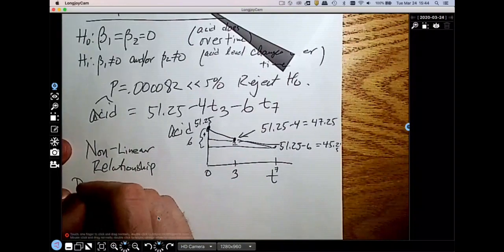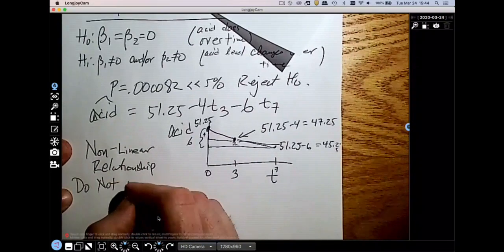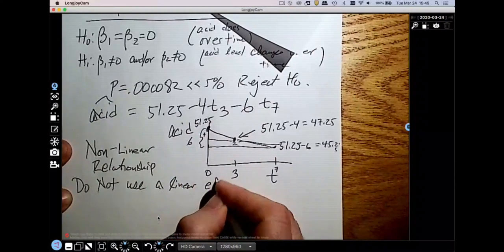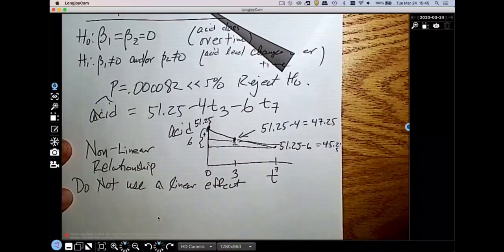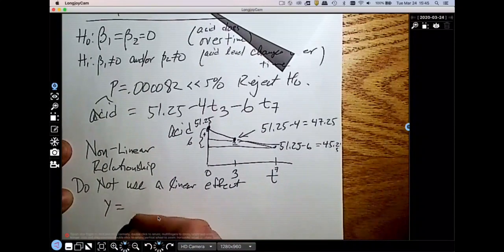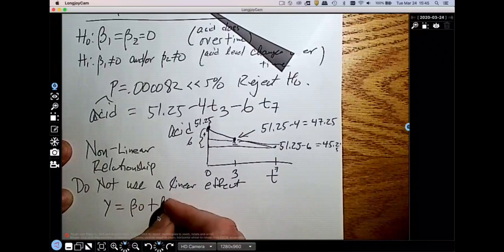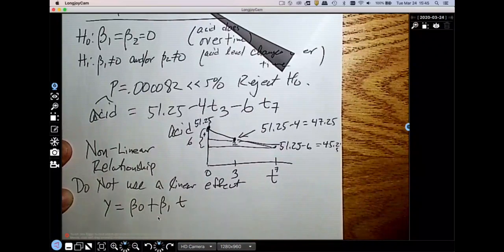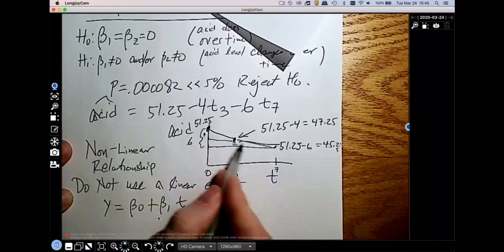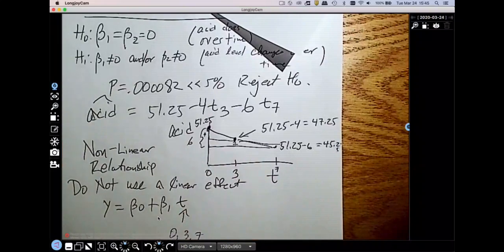And so it would be a bad idea. Do not use a linear effect. So what I mean by that is do not do something like this: y equals beta naught plus beta 1 times time, where this time could be 0, 3, or 7. So this model would not fit, because what we found here is that there's actually a nonlinear effect.